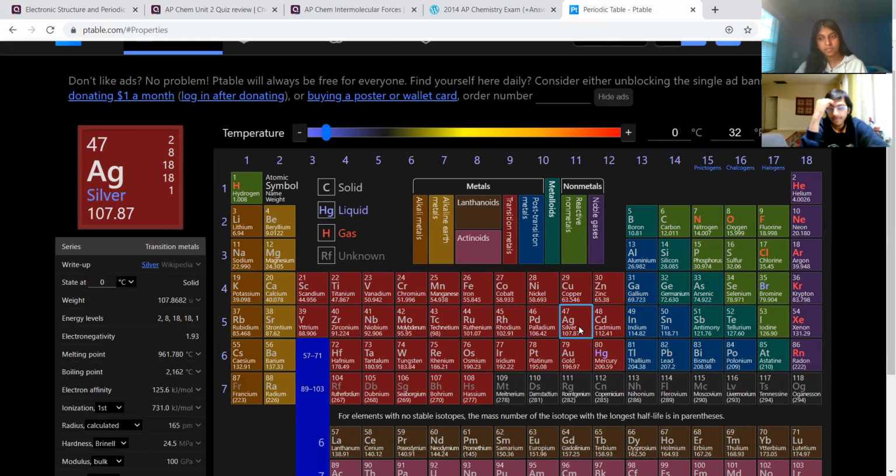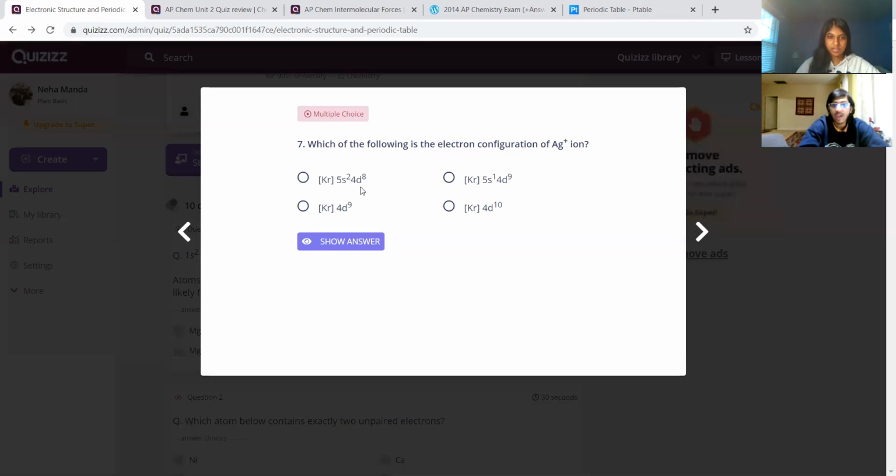Mm-hmm. 5s2 4d9. So since it's 5s2 4d9, when you remove the electron, it becomes 5s1 4d9? I don't think it would change orbitals. It should be 4d8. Oh wait, it's right here. 5s2 4d8. I thought they didn't give us this choice. I didn't even see that. So okay, how do they do that though? I don't think I ever went into that last year, the rules on that.